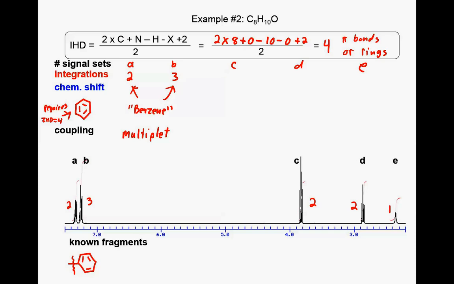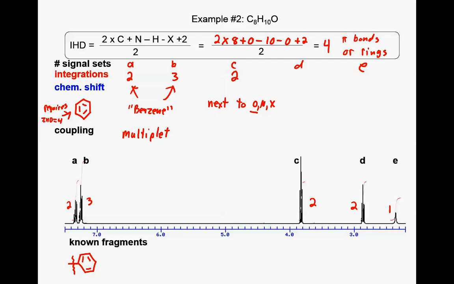Okay, so let's keep working our way down. The integration on peak C is going to be 2. And that chemical shift, we saw this in the last structure. What is that indicative of when we see a chemical shift down around 4? That is always going to be indicative of being right around an oxygen, nitrogen, or halogen. And in this case, what does it have to be? Oxygen. It's got to be an oxygen, right? So basically, we've got protons that are being de-shielded by an electronegative atom next to it. So in this case, it has to be an oxygen.